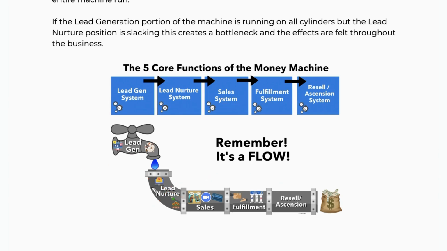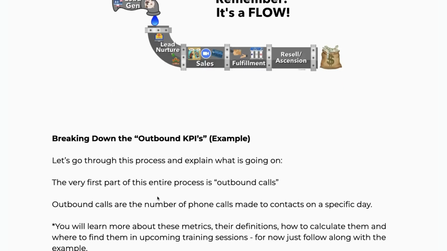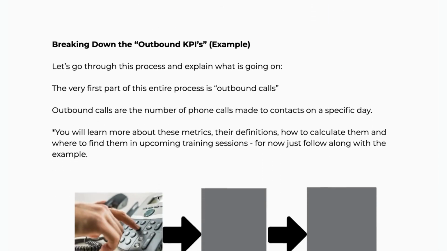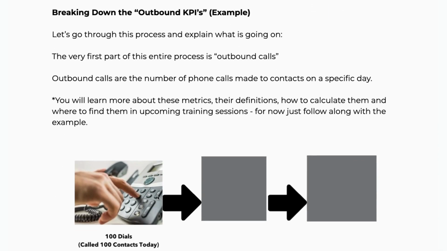So moving along here, we're actually going to break down the KPIs, and this is going to be an example that we're going to take you through for the outbound KPIs and what that actually looks like, all right?